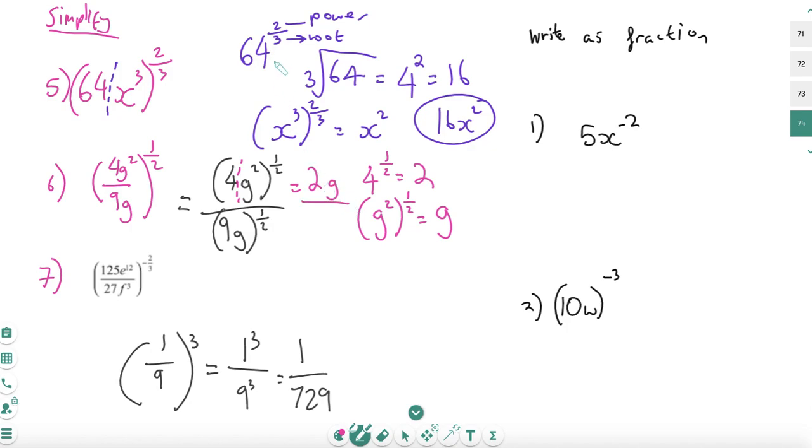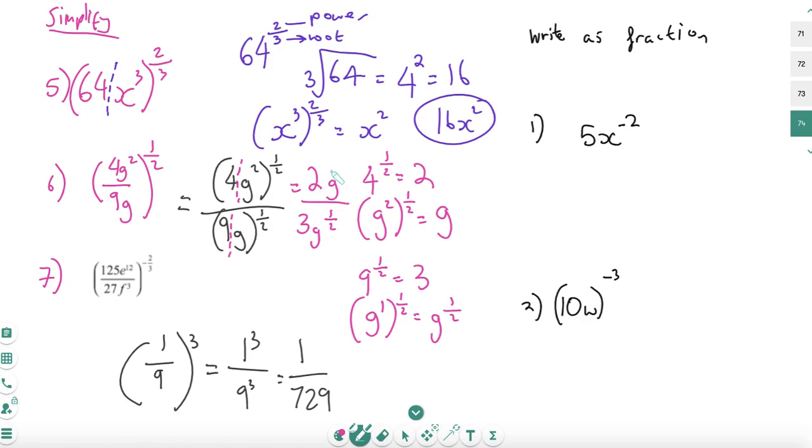2g over, and the bottom, very similar. 9g to the power of 1/2. So 9 to the power of 1/2 is 3. And g to the power of 1/2 is just g to the power of 1/2, because g is just g to the power of 1. So g to the power of 1 times 1/2 is just g to the power of 1/2. So the bottom will be 3g to the power of 1/2. And then we can just simply divide.